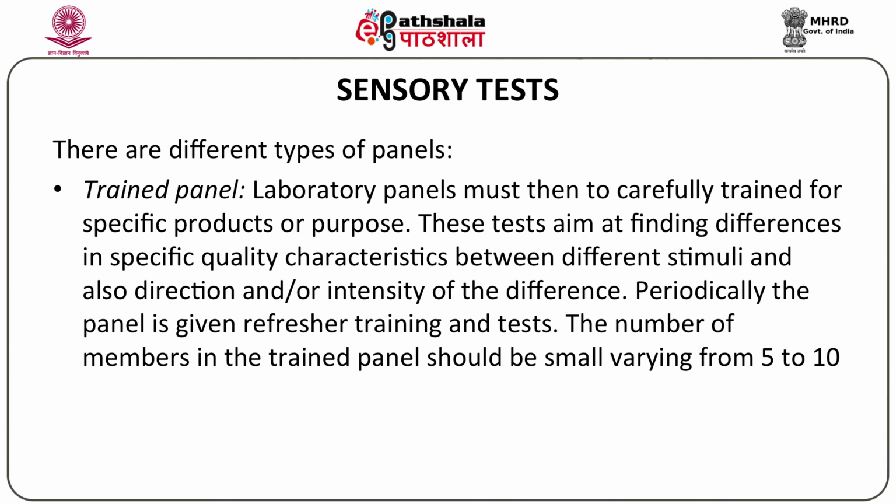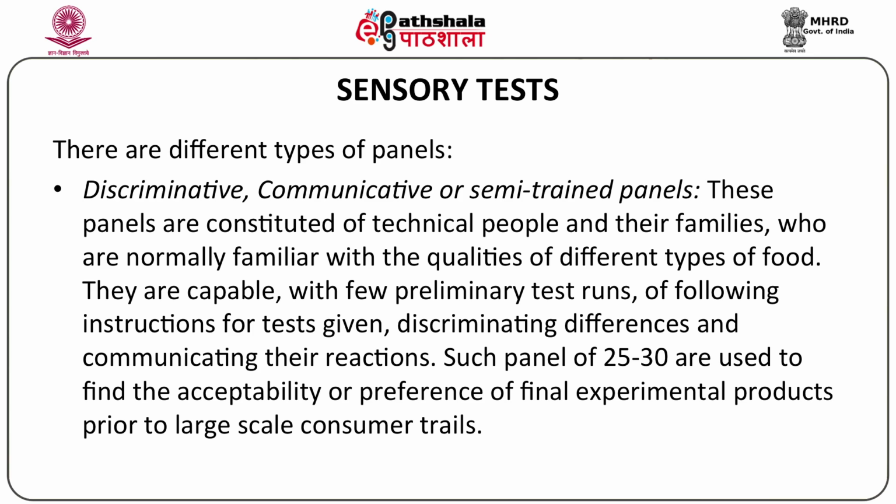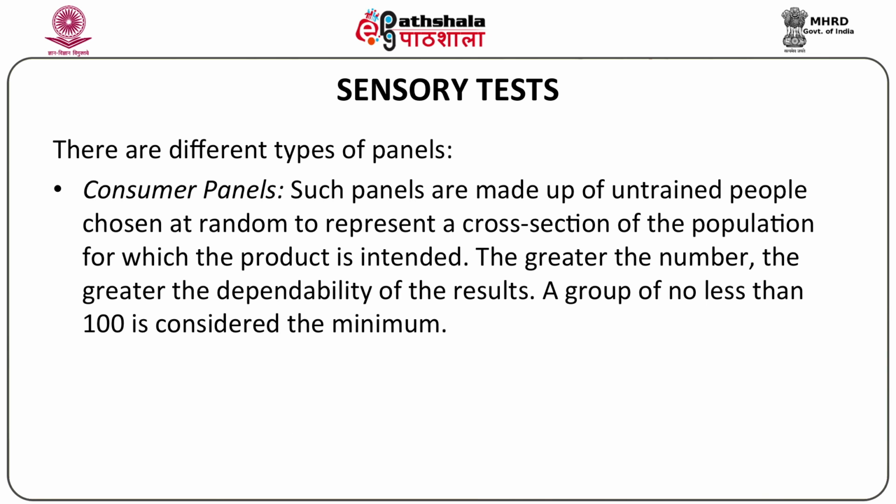There are different types of panels. I'll just list a few. You have trained panels, which have laboratory testing being done for different types of products. You have discriminative and communicative or self-trained panels, and these are constituted of technical people and their families who are normally familiar with the qualities of different types of food, and normally 25 to 30 of them are used. Next you have the consumer panels. Such panels are made up of untrained people chosen at random from a cross section of the population for which the product is intended.